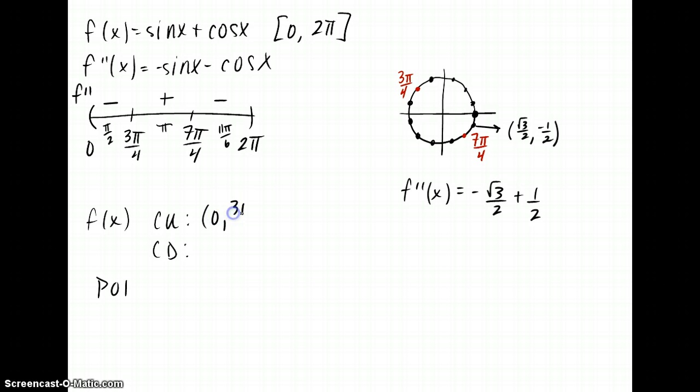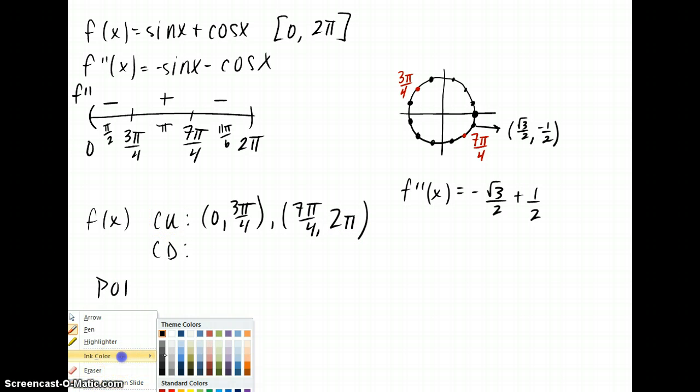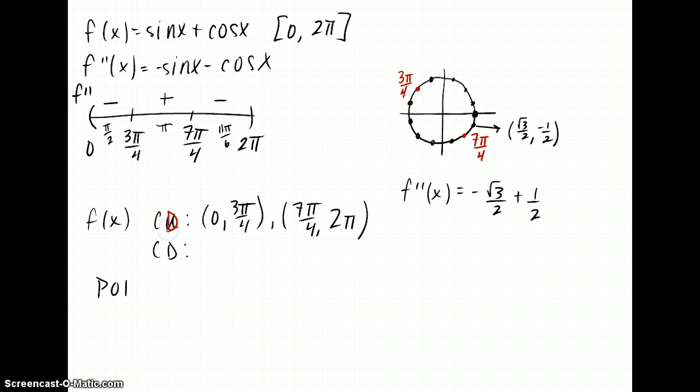Concave down, 0 to 3 pi over 4, and 7 pi over 4 to 2 pi. Concave down, I wrote it in the wrong interval. So our function would be concave up between 3 pi over 4 and 7 pi over 4. Points of inflection would occur at the sign changes on the second derivative.